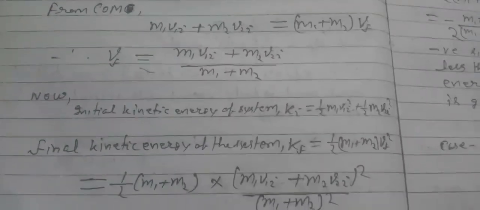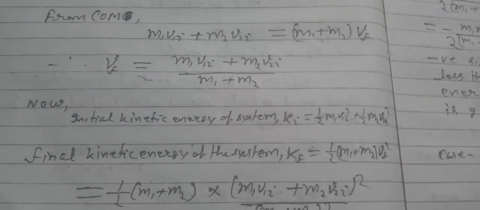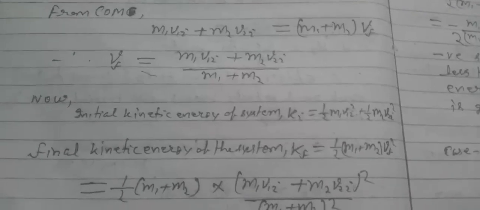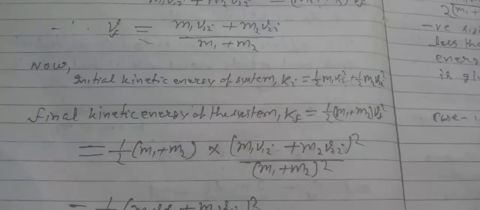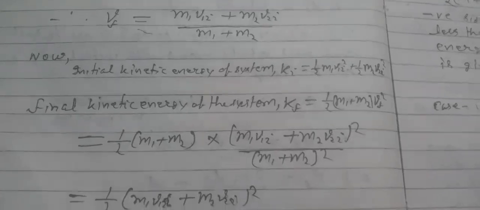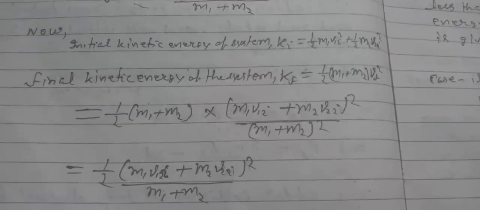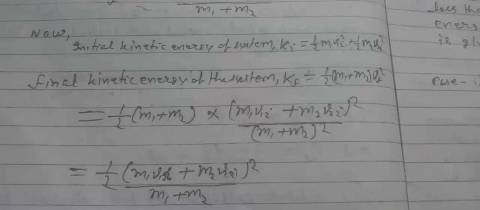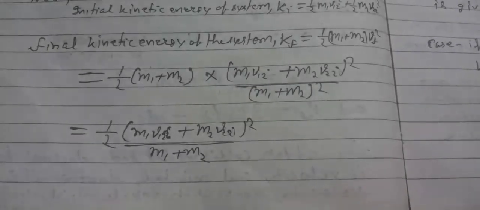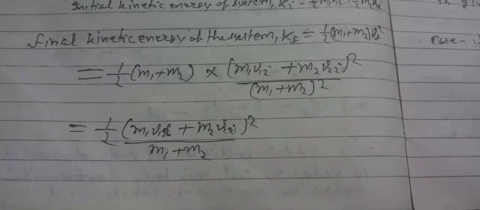Now the initial kinetic energy of the system, Ki, equals 1 by 2 m1 v1I square plus 1 by 2 m2 v2I square, and the final kinetic energy of the system, Kf, equals 1 by 2 (m1 plus m2) vf square, equals 1 by 2 (m1 plus m2) into (m1 v1I plus m2 v2I) whole square by (m1 plus m2) whole square, equals 1 by 2 (m1 v1I plus m2 v2I) whole square by (m1 plus m2). Hence the change in kinetic energy, delta K, is Kf minus Ki.